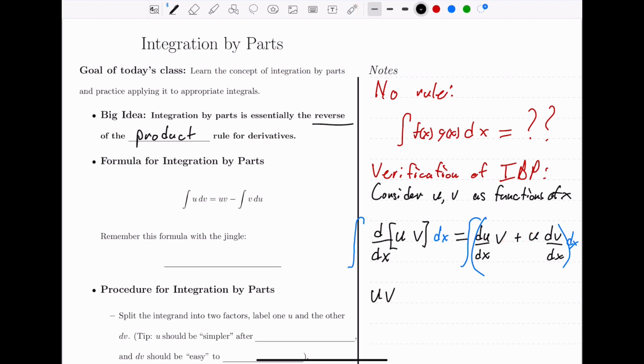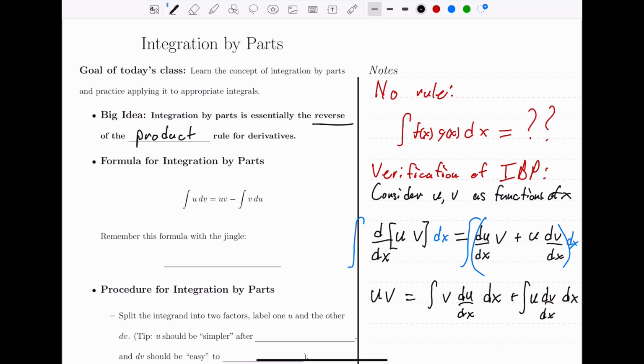We can split that up into separate integrals. We can write the first integral as the integral of v times du dx with respect to x. Now, notice I actually switched the order of the du dx and the v, but we can switch the order of these and it's still the same integral. The second integral is the integral of u dv dx, again integrating with respect to x.